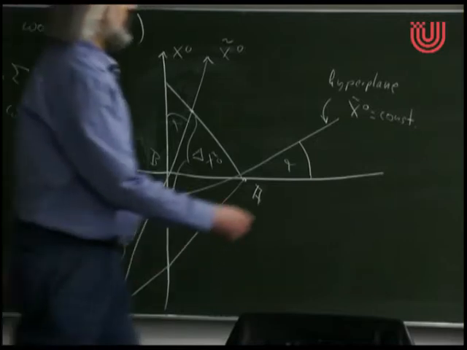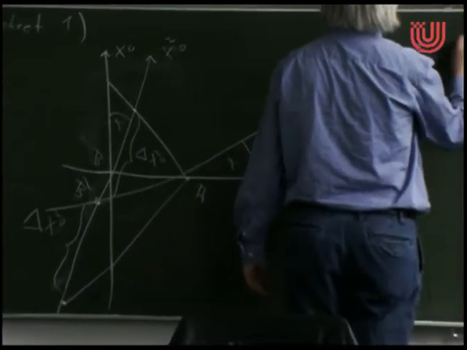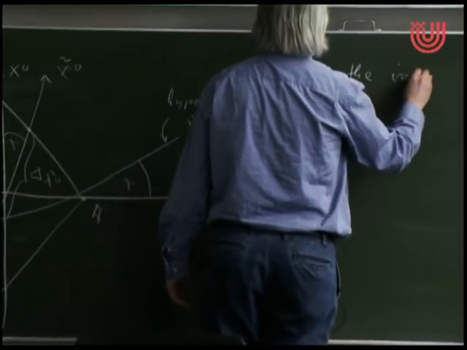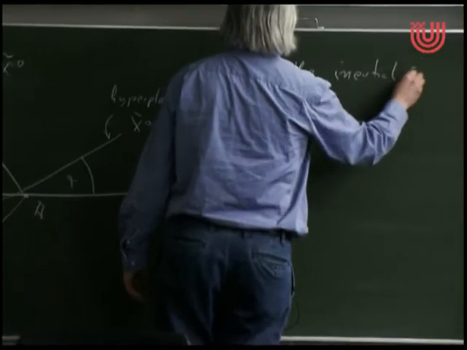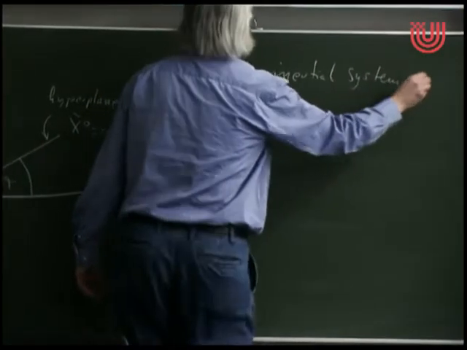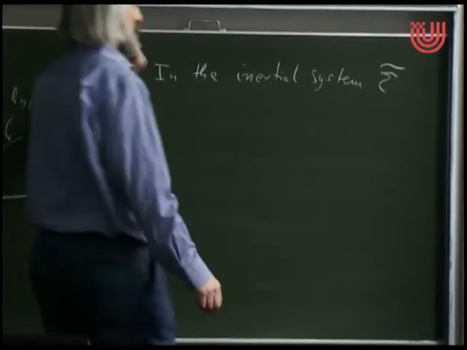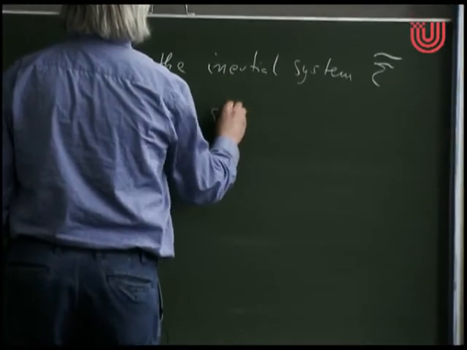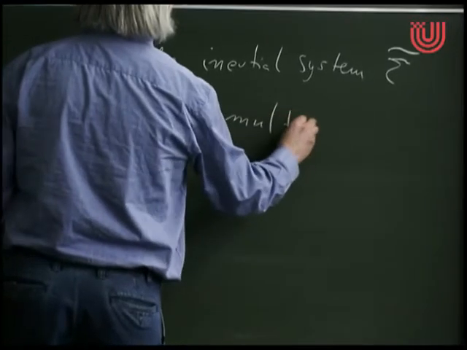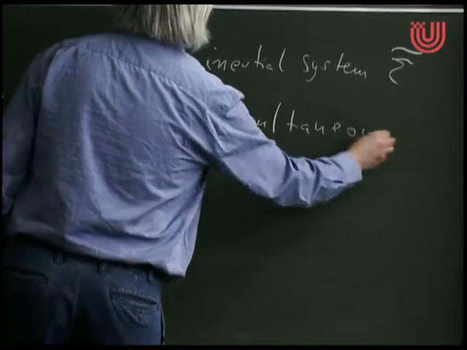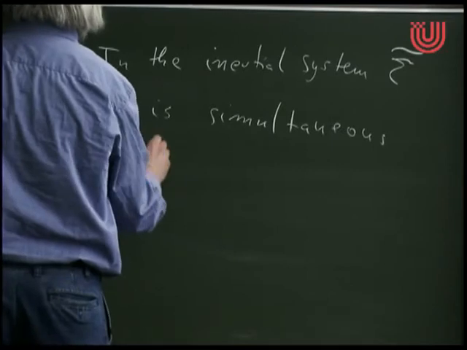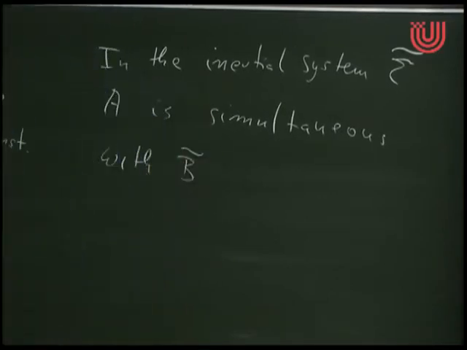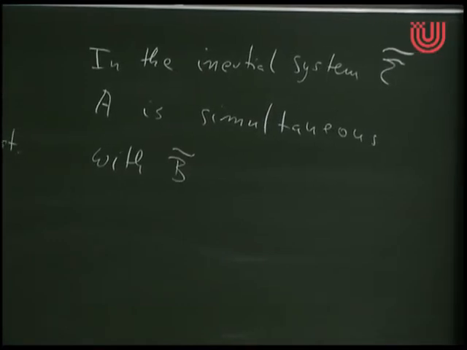So in this new inertial system, let's call it sigma twiddle, A is simultaneous with B twiddle, and obviously not with B. So simultaneity is relative. Yeah?